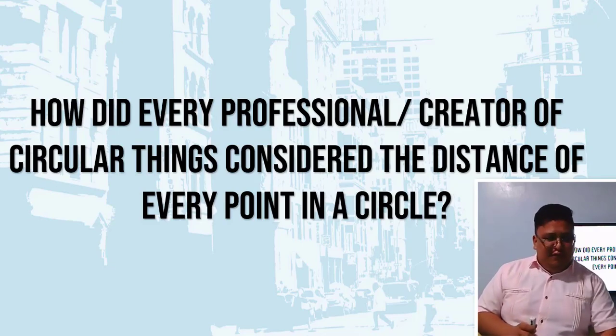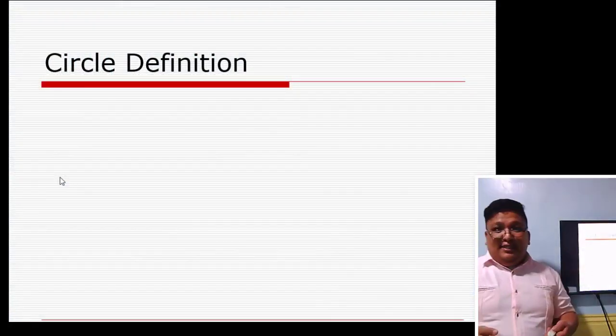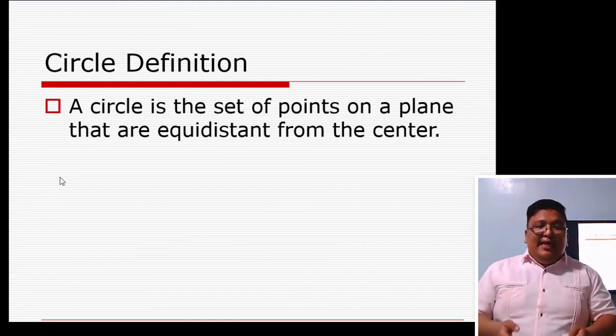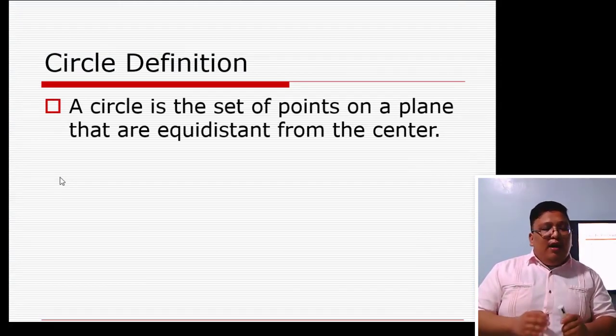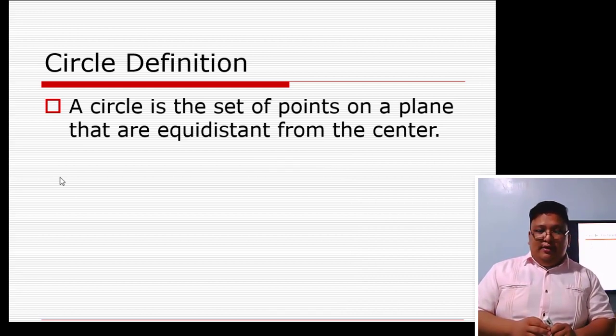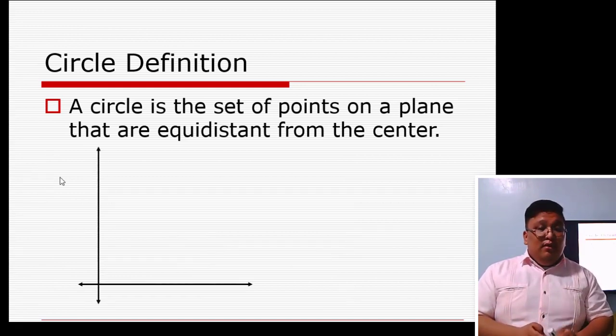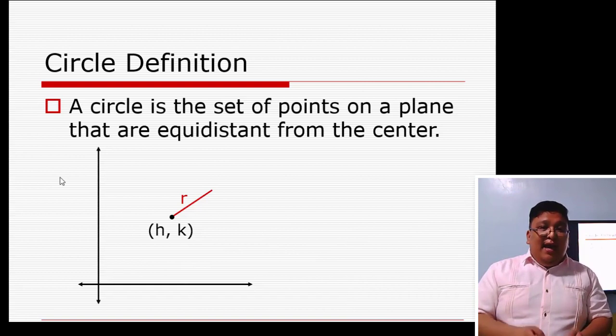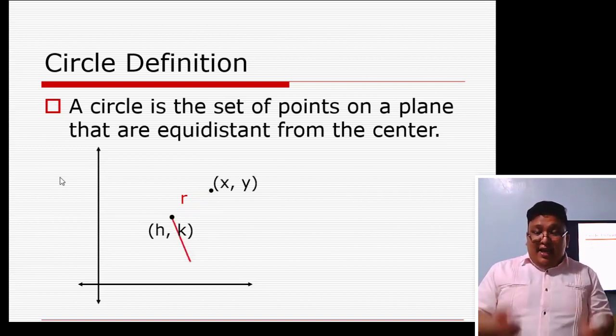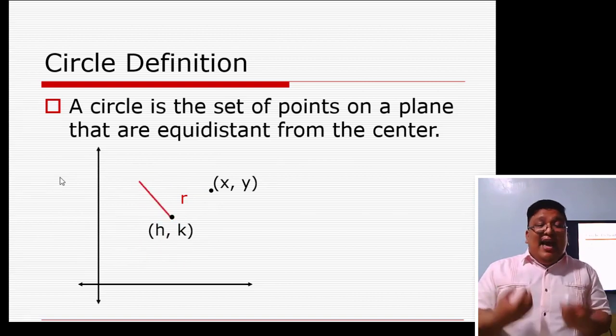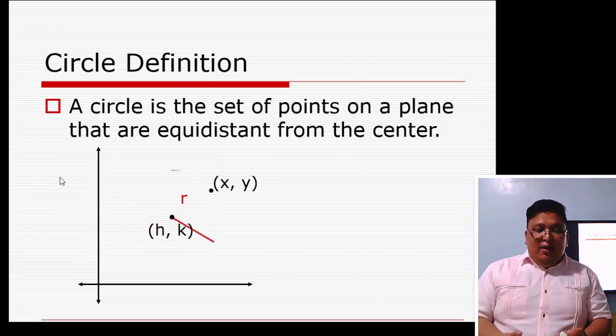That will be our lesson for today. Let us first define what a circle is. A circle is the set of points in a plane that are equidistant from the center. It is the set of points in a plane, and all of these points are equidistant from the center. If we're going to draw it, let's say for example we have a center HK and a radius R, and every point is equidistant from the center. We could draw it like this, representing it as XY. We can now draw a circle.